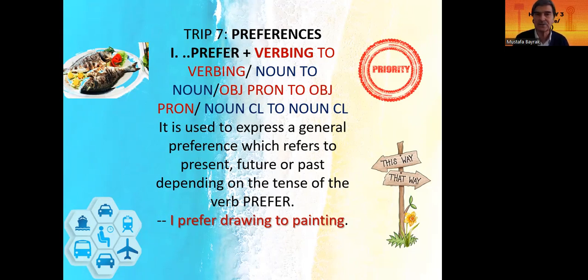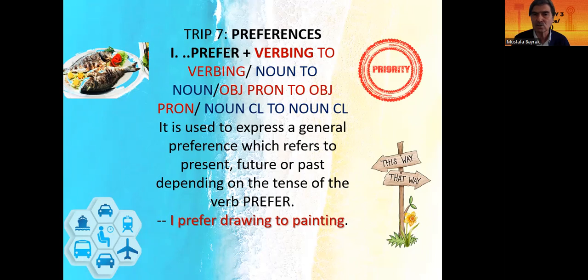General preference is important. GP, general preference, which refers to present, future, or past, depending on the tense of the prefer. Yes, we can use I will prefer, for example. I will prefer the cheapest car tomorrow to the expensive cars when I go to the car fair. Yesterday, I preferred a pigeon to a budgie, for example. I preferred, okay. Present for present and future, of course.